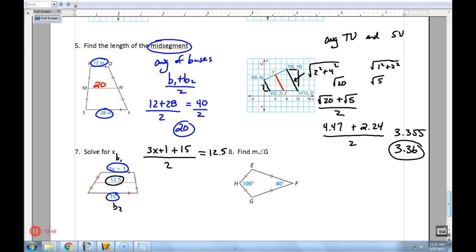Now this isn't too bad to solve, because when I want to solve this problem, I can start off by multiplying both sides by 2. So 2 times 12.5 is 25. Clean this up a little bit. I'm going to combine some like terms. So all I did was add the 1 and the 15. Subtract 16 from both sides. And divide both sides by 3. And it looks like x equals 9.